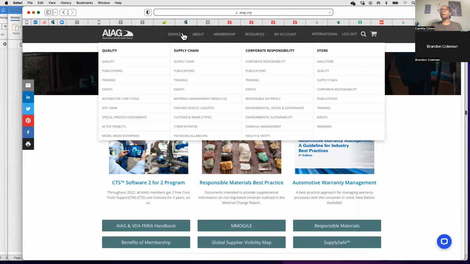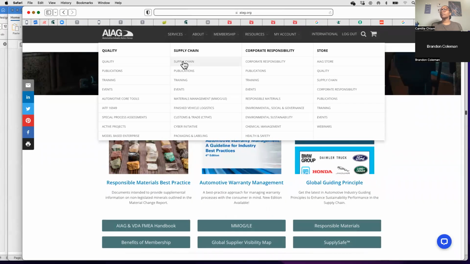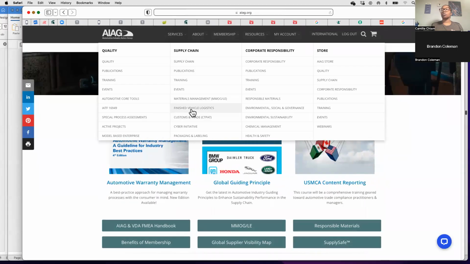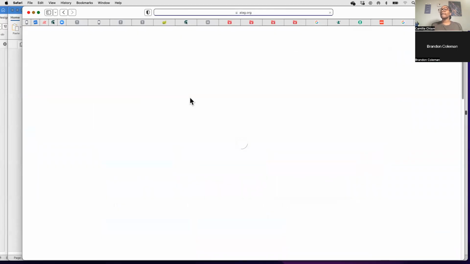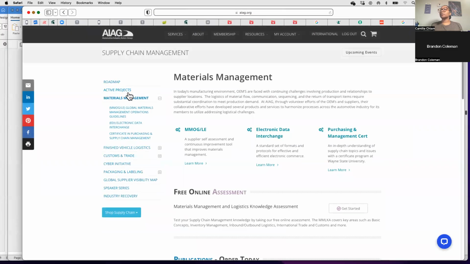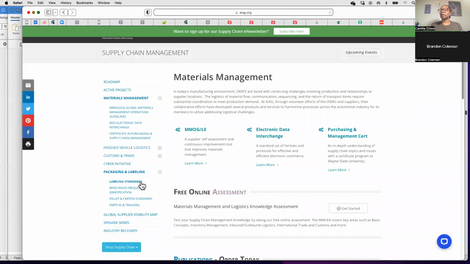Besides the store or publications for the standards and guidelines that they make, they also have different groups. Even finished vehicle logistics, there's a whole section on finished vehicles, and material management, which some of the packaging falls under as well. Under materials management, when you go to this drop down, you have packaging and labeling. So there are label standards, and the pallet and carton standards that I talked about will go there. A lot of their packaging information under materials management has to do with things like the labels and RFID tracking so you can track your containers.